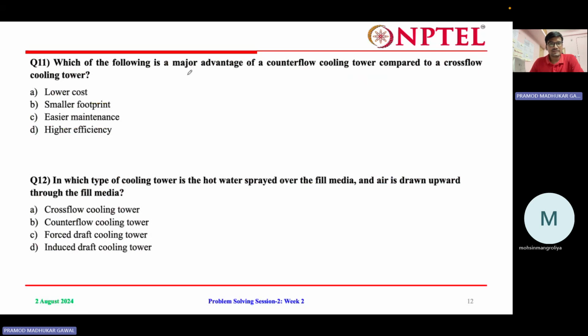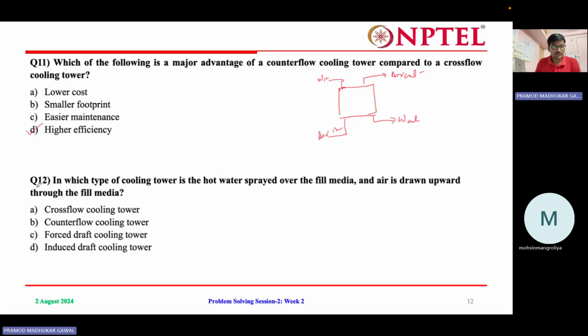Question 11: which of the following is a major advantage of counter flow cooling tower compared to cross flow cooling towers? It's related to heat exchangers, like counter flow heat exchanger and cross flow heat exchanger, right? A higher efficiency. Right. Water in, water out, air in, air out. So it's a higher efficiency.